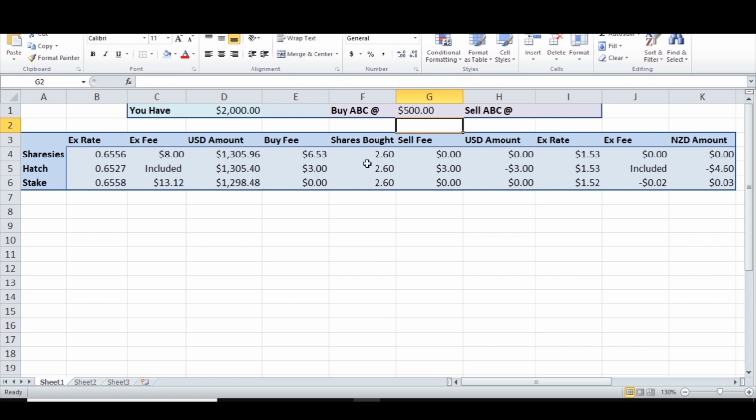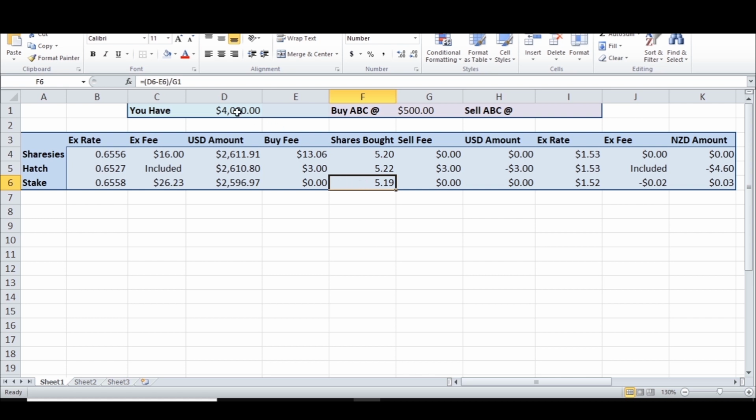Now let's have a look at how much of ABC you can own after all these fees you have gone through so far. Now it looks like you will own 2.6 shares of ABC regardless of what platform you use, but not too fast. So if we go up to our initial money and double that to, let's say, 4,000, hit enter, and you will see a little bit of a different story. You will own more of the company with Hedge and far less of the company with Stake.